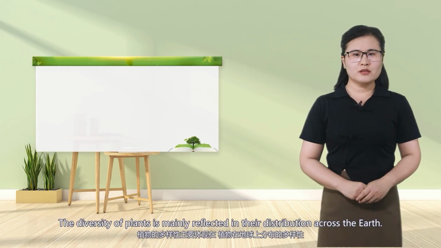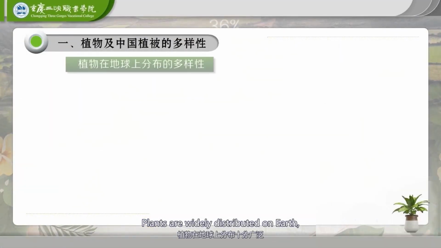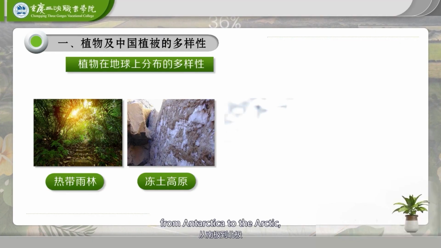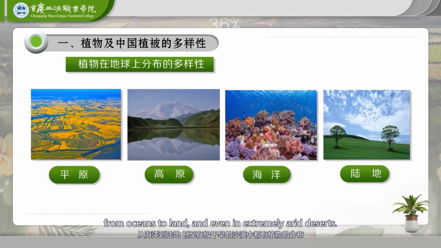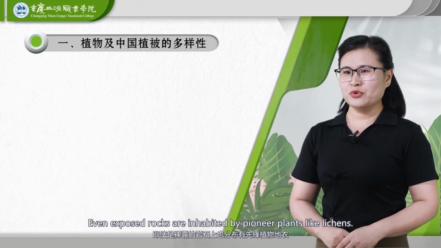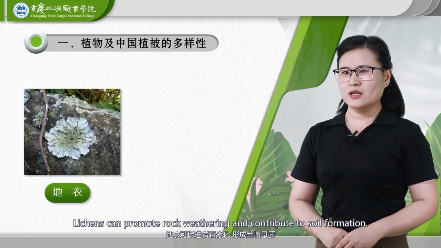The diversity of plants is mainly reflected in their distribution across the Earth. Plants are widely distributed on Earth, from tropical rainforests to frozen plateaus, from Antarctica to the Arctic, from plains to high plateaus, from oceans to land, and even in extremely arid deserts. Even exposed rocks are inhabited by pioneer plants like lichens. Lichens can promote rock weathering and contribute to soil formation.